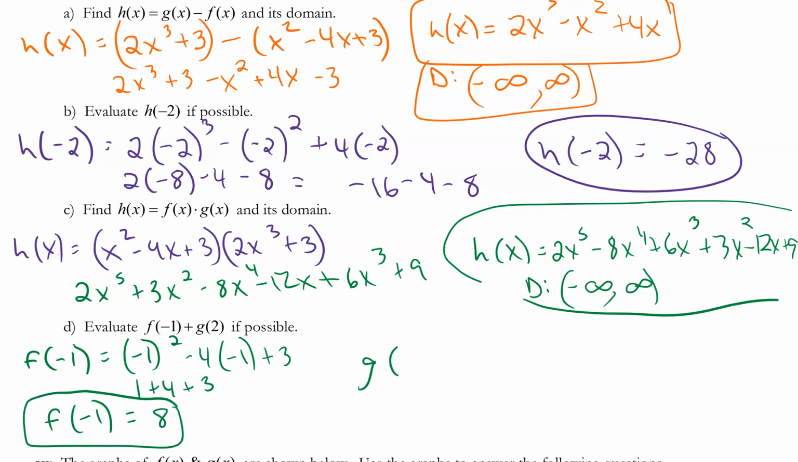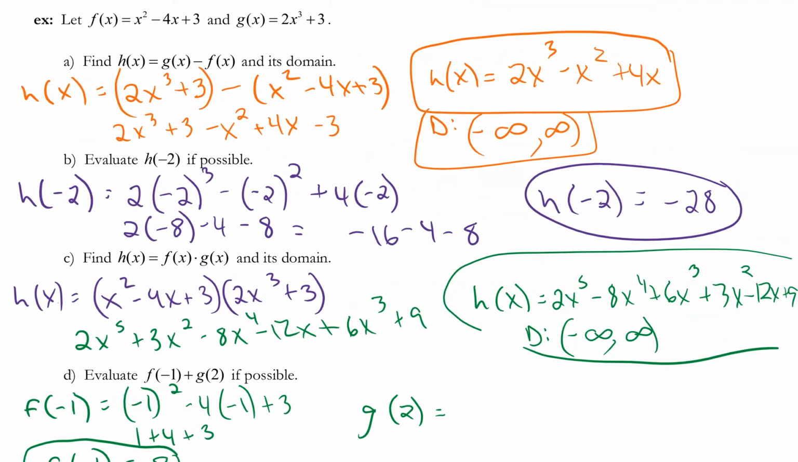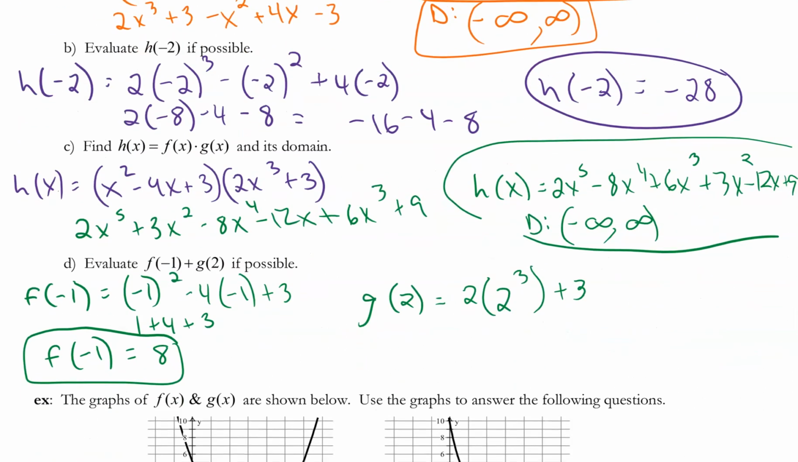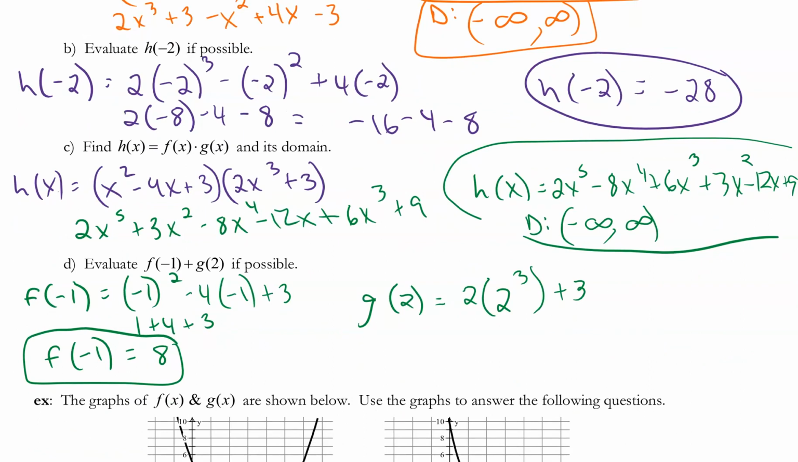g of 2 is next. I would have 2 times 2 cubed plus 3. 2 cubed is 8. 2 times 8 is 16, plus 3 is 19.